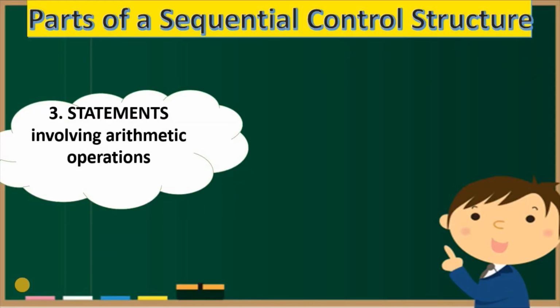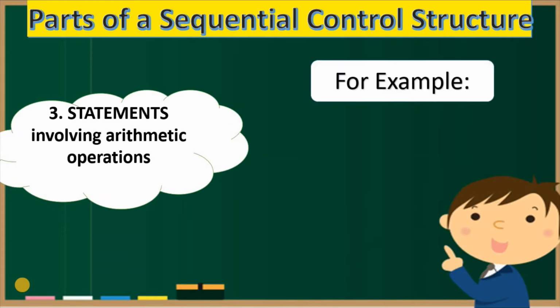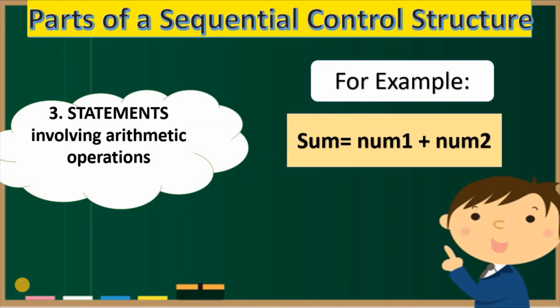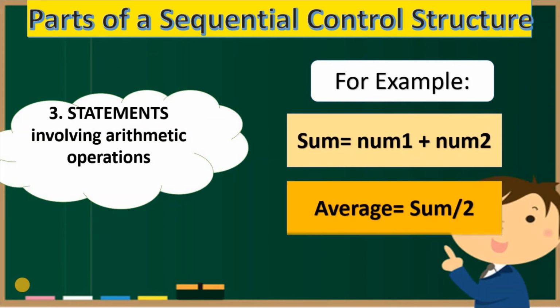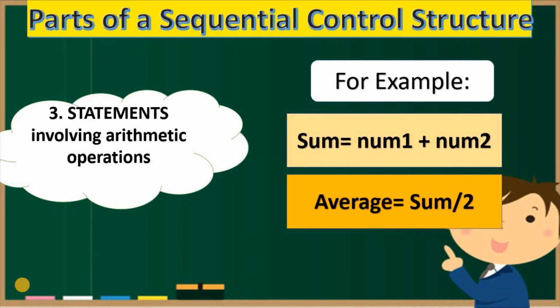Third item, the statements involving arithmetic operations. So this is also similar to those that we would normally see in math. So wherever we're finding sum, we know that the formula, if it is two numbers, would be the first num, num1, added to the second number. If we are finding the average, then there is also a formula to find this inclusive of mathematical operations. So in this example, to find the average, it was sum divided by 2.